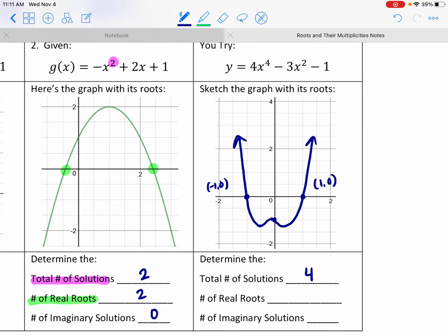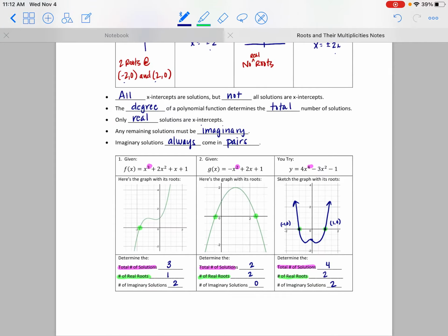Again, 4 total solutions, based off the degree. But how many of them do we see on the graph? How many times does this graph cross the x-axis? It crosses twice, so there are only 2 real solutions, 2 real roots. If there are supposed to be 4 total and 2 of them are real, the other 2 remaining have to be imaginary. Hopefully you're with me so far.